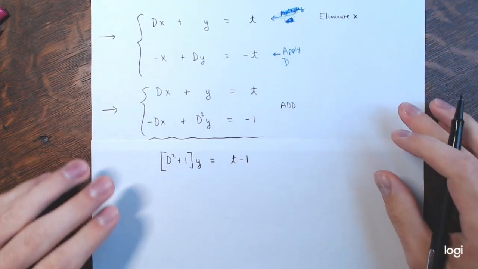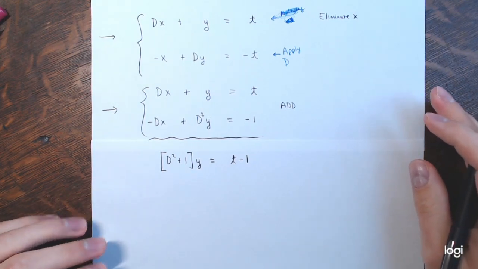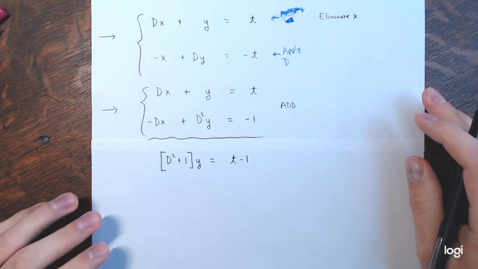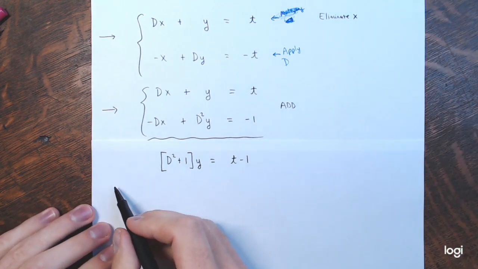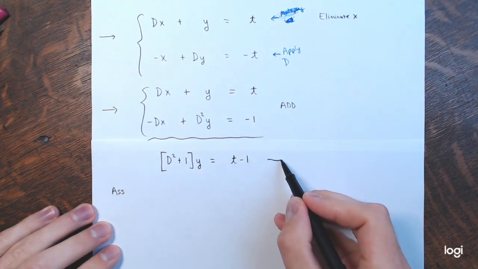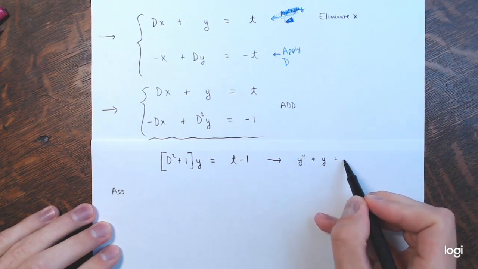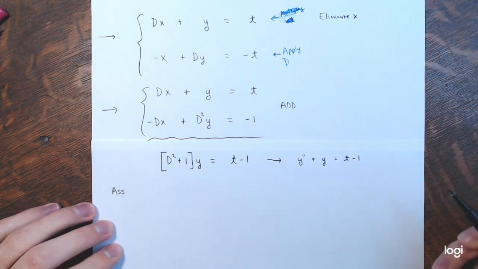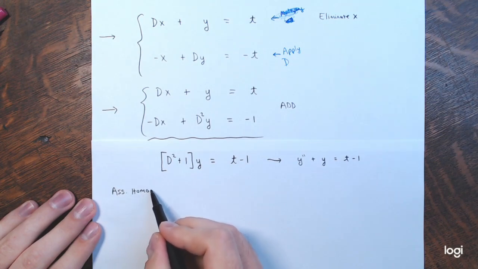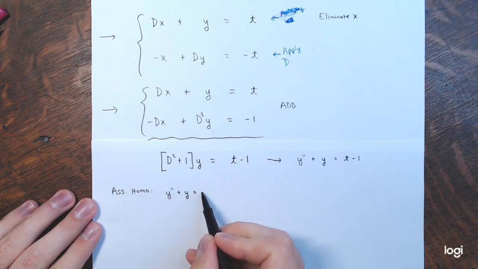So hopefully you recall how to solve non-homogeneous equations, either with the annihilator method or the superposition approach. But first I'll look at the associated homogeneous equation. And again, this would be the same as y double prime plus y equals t minus 1, where t is the independent variable. So the associated homogeneous equation looks like the following: y double prime plus y equals 0.